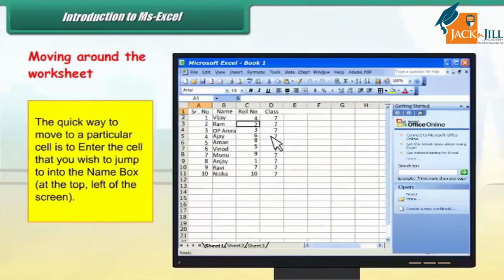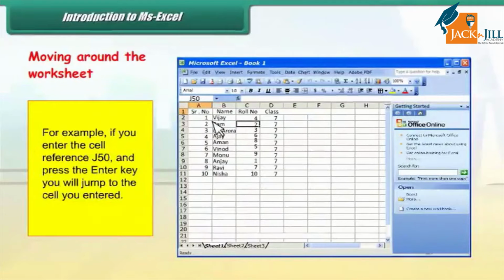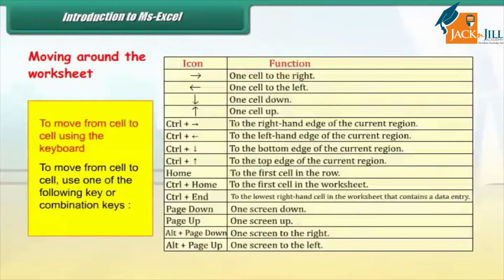The quick way to move to a particular cell is to enter the cell that you wish to jump to into the name box at the top left of the screen. For example, if you enter the cell reference J50 and press the Enter key, you will jump to the cell you entered. To move from cell to cell using the keyboard, use one of the following keys or combination keys.